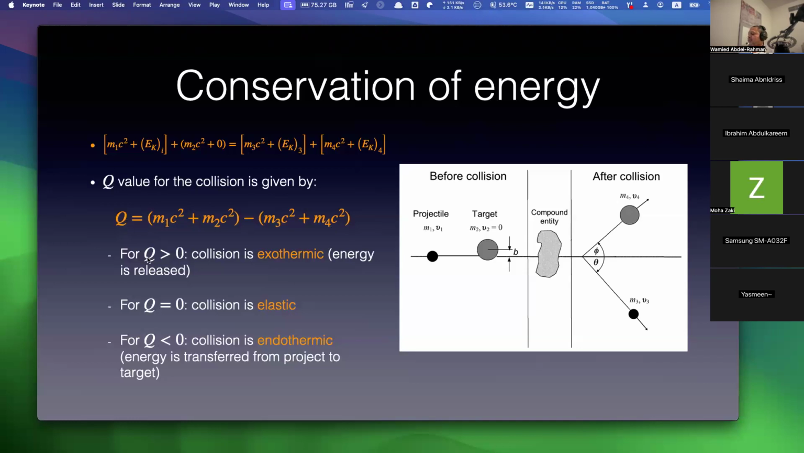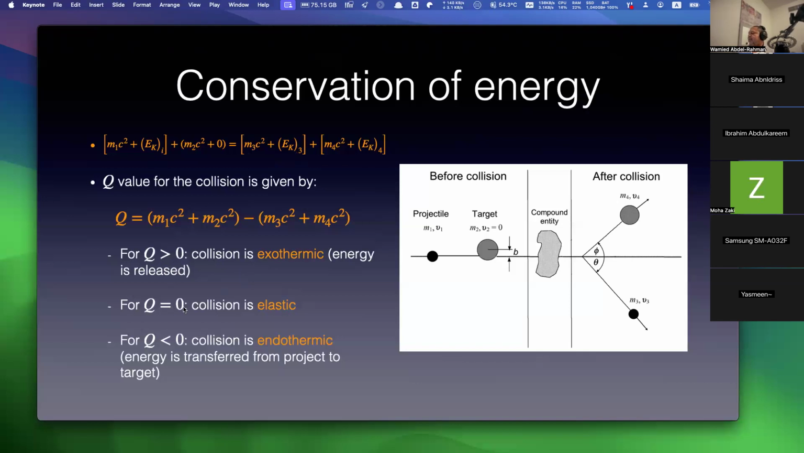So if this Q value is greater than 0, this means that the collision is exothermic. Exothermic means that when this reaction happens, energy is released from the system. And this energy will be in the form of these kinetic energies, 4 and 3. The sum of these 2 energies, the kinetic energies of the products, is going to be greater than the kinetic energy of the projectile.